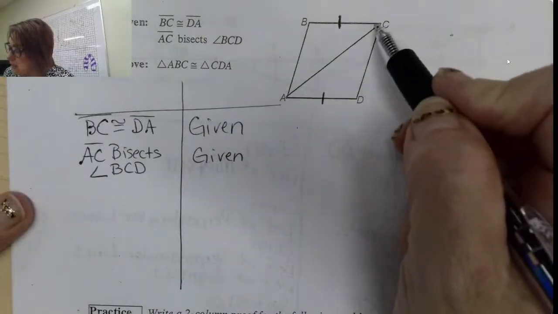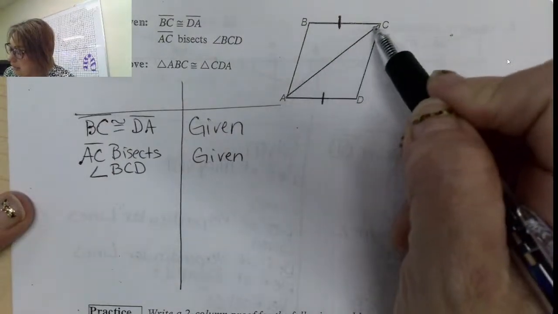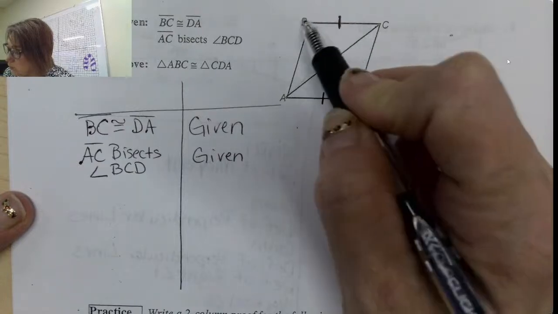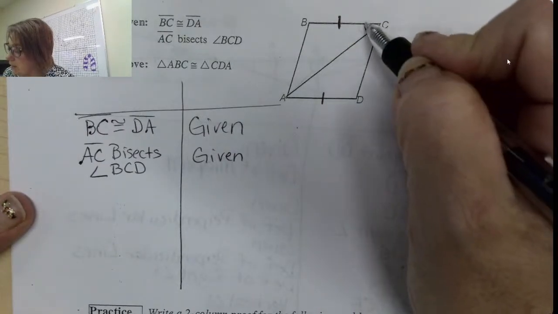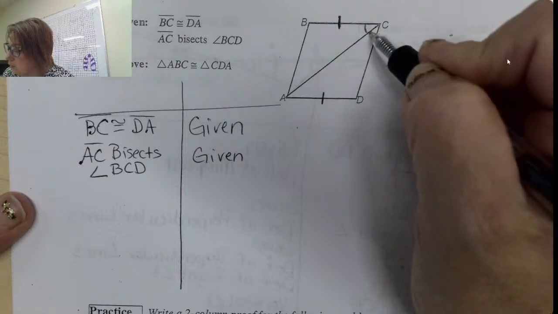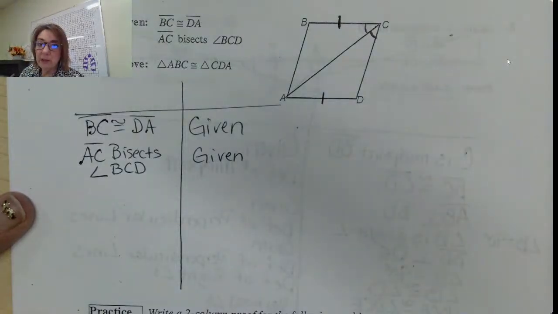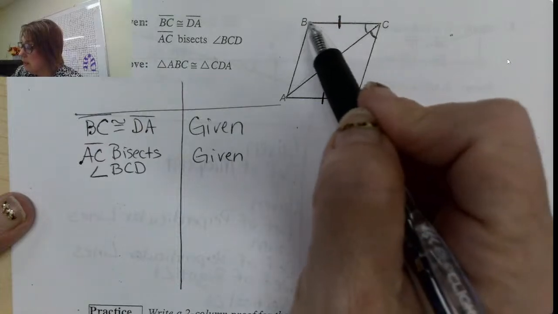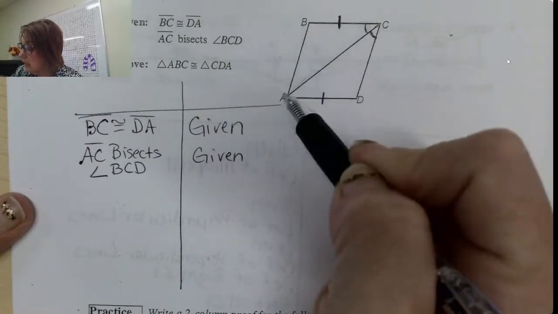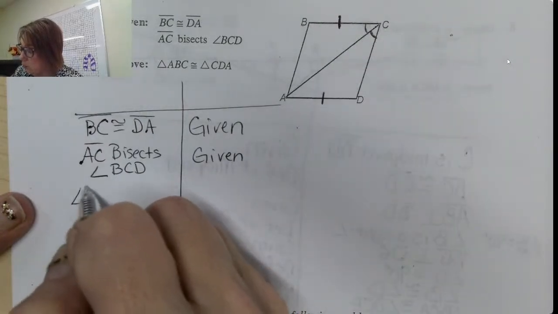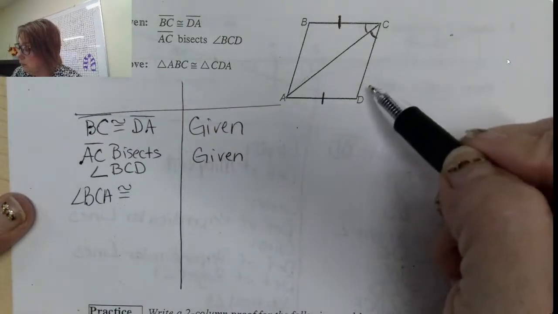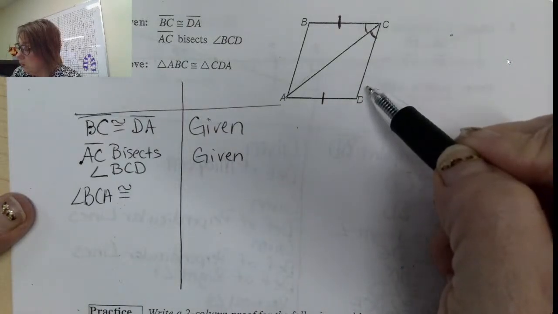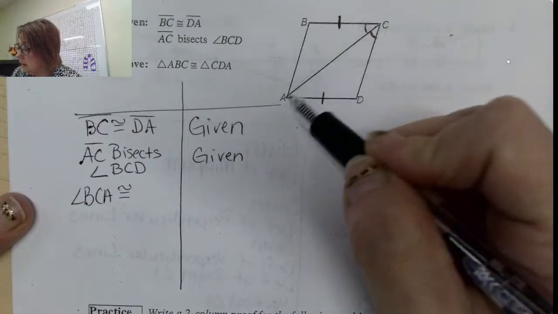So if AC, this is this guy right here, bisects BCD, then what does that mean about this angle and this angle? They're congruent. So now we make that statement. We say, oh, well then that means that angle BCA is congruent to angle DCA.